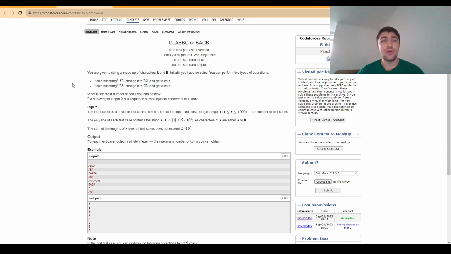So for this problem we are given a string, and this string is formed only of letters A and B, and we can perform two types of operations. We either convert an AB to BC or a BA to CB. As you can notice, a very important aspect is that this operation brings us a new letter, and this means that the number of letters we can use in our operations will always decrease by one.